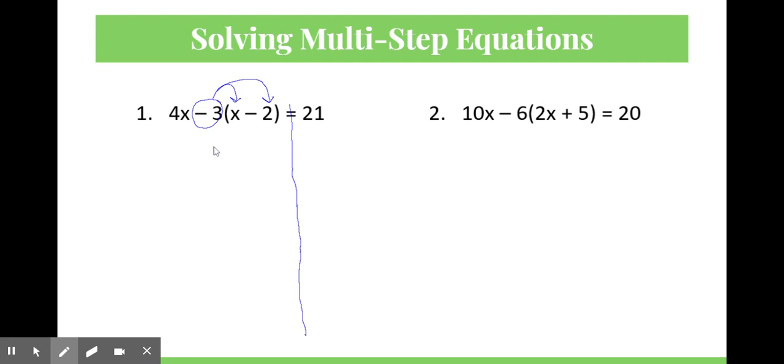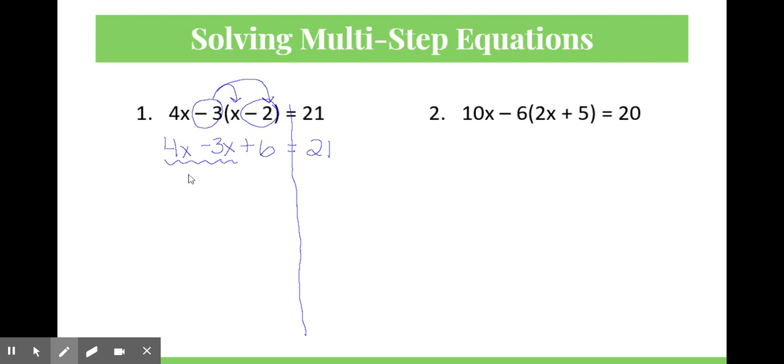Then I multiply. -3 times x is -3x. -3 times a -2 makes a +6. Everything outside of the parentheses needs to be brought down. So I will bring down the 4x, and I will bring down the equals 21. Step 2, I need to look for like terms. So in this problem, I'm going to take a look at the left-hand side first, since that's the side with a lot of terms. On the left-hand side, I see a 4x and a -3x. These are like terms because they both have an x attached to them.